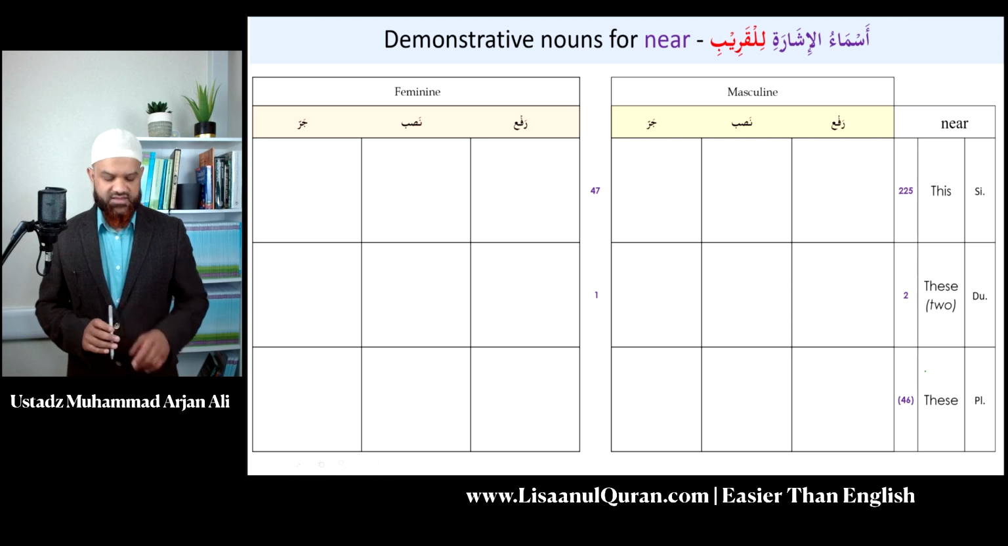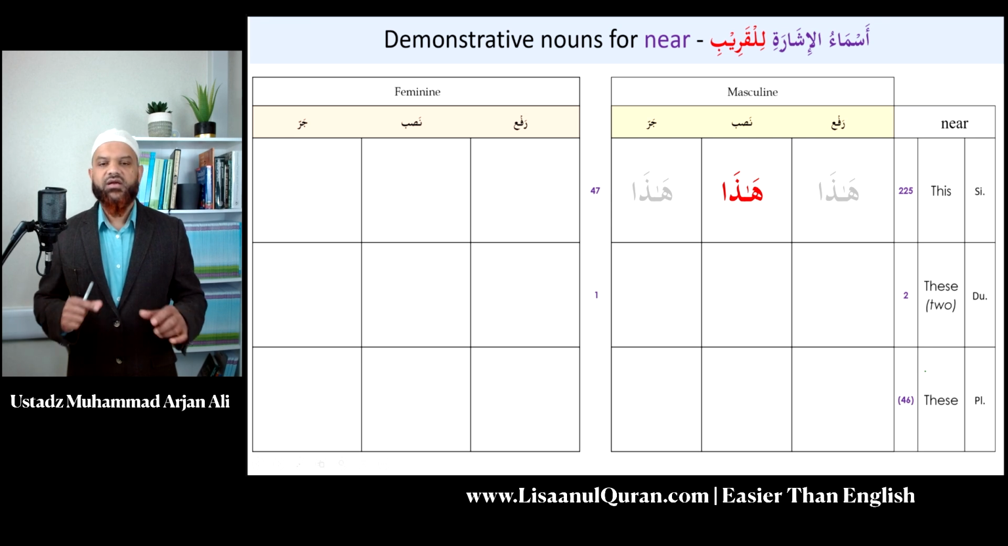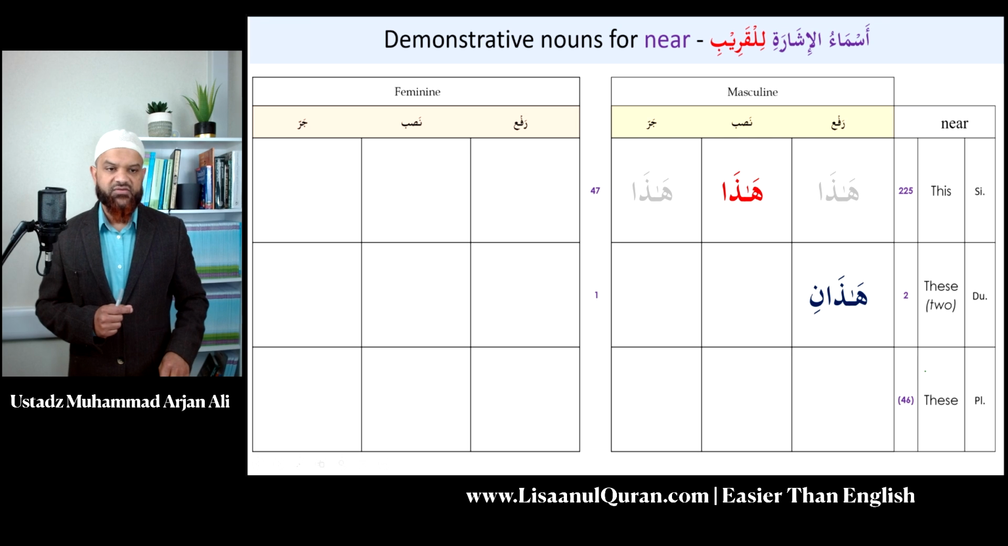In English, this, and that word is hadha. We already know this. But this word hadha in the rafa status will be hadha. In nasab, it will be exactly the same. Hadha. In jar, hadha. So in all three, they will not change. They will be exactly the same. Now, as far as the dual is concerned, we have hadhani, and then we have hadaini and hadaini.